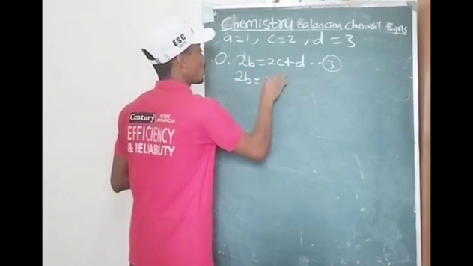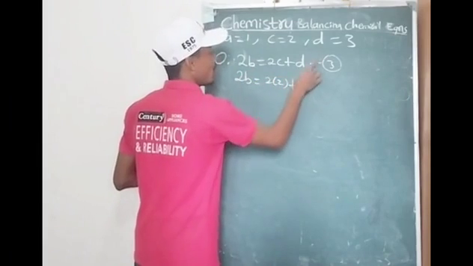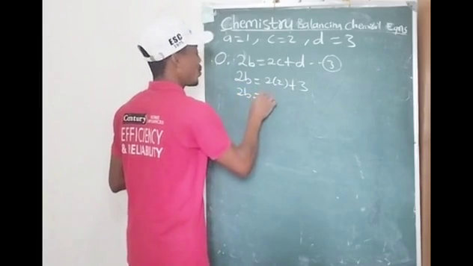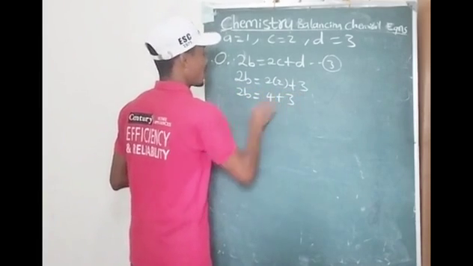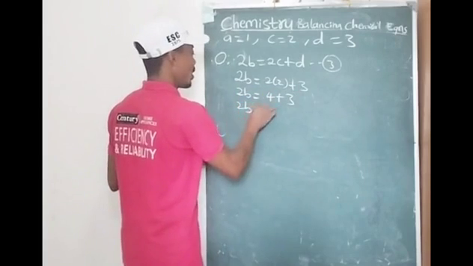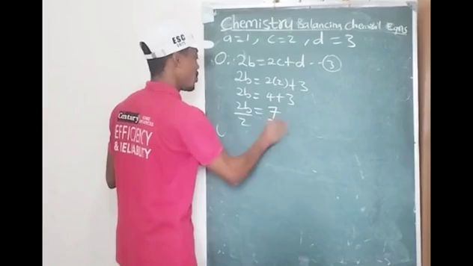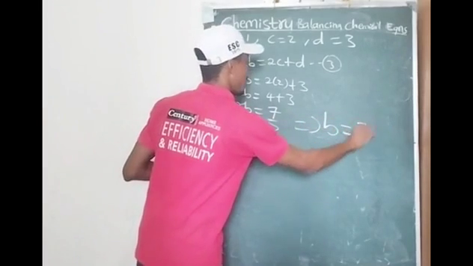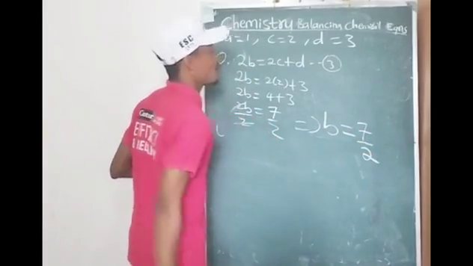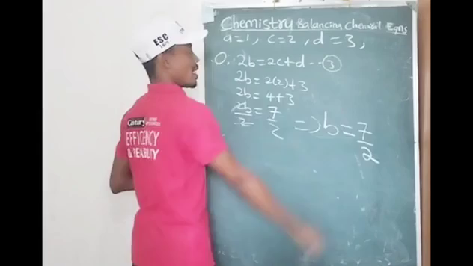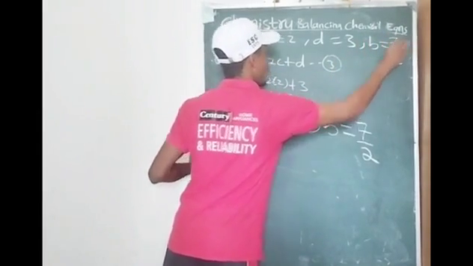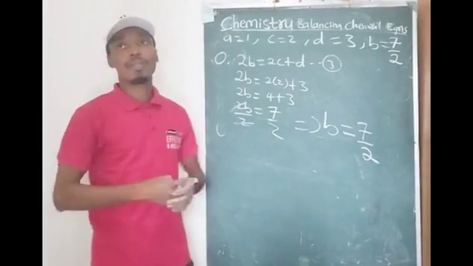Let's substitute 2 into 2C plus 3 for D. So this is 2B equals 4 plus 3. So this is 2B equals 7. Divide both sides by 2. Alright, so this is B equals 7 over 2. So we can add here that B is 7 all over 2.